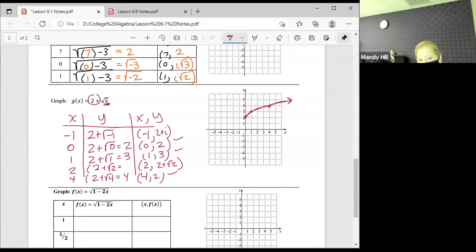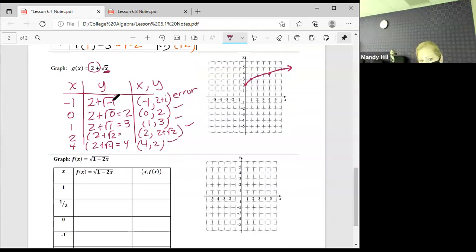If I go to my graphing calculator, this one would be a decimal value, whatever 2 plus the square root of 2 is, that would be there. But this one right here would say error when I looked at -1. It wouldn't be there because you can't take the square root of a negative number and have it show up on these graphs. Let me rephrase that. A 2-dimensional graph doesn't have the square root of negative numbers because they're imaginary.